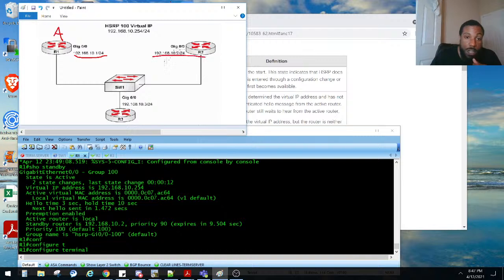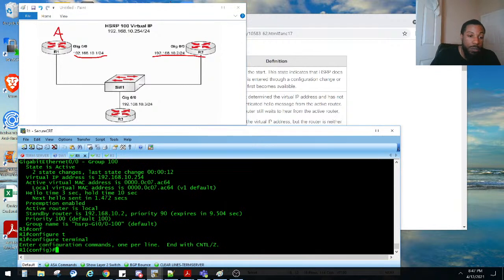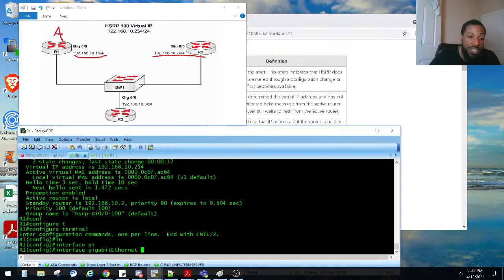So when we're doing HSRP, we just go on the actual interfaces. It could be a virtual interface like interface VLAN 1 or whatever. But in this case, it's physical interfaces, Gi0/0.